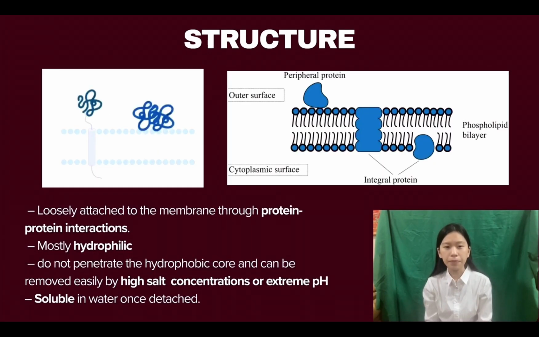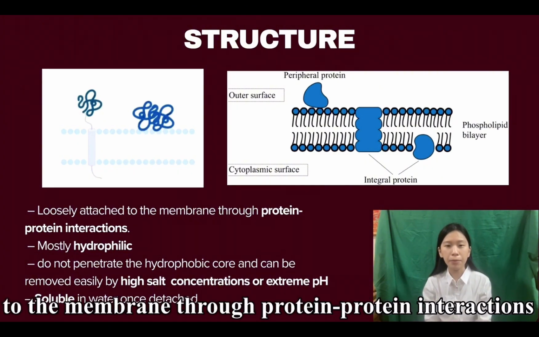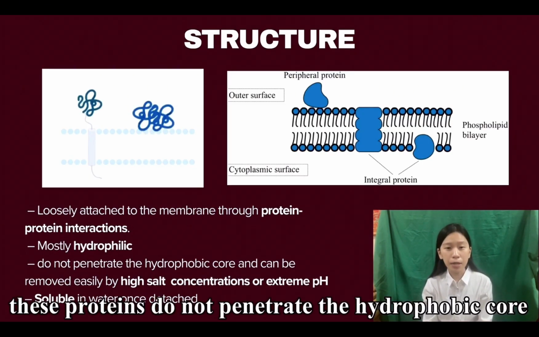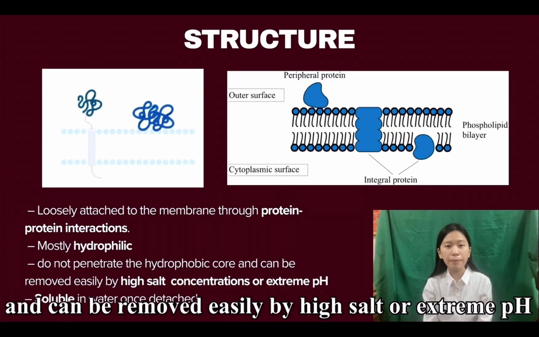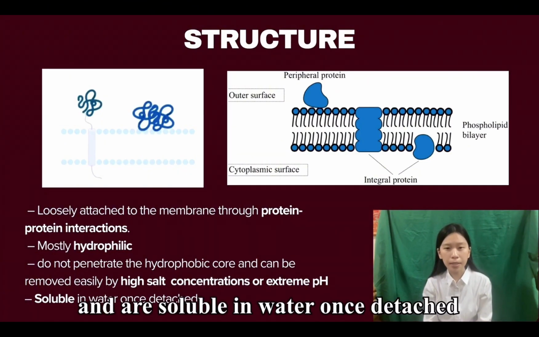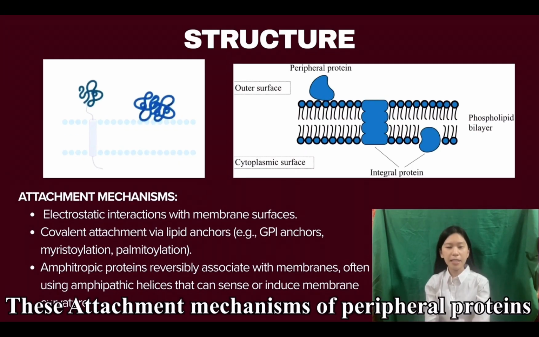Their structure. Peripheral membrane proteins are loosely attached to the membrane through protein-to-protein interactions. Mostly hydrophilic, these proteins do not penetrate the hydrophobic core and can be removed easily by high salt or extreme pH, and they are soluble in water once detached. Their attachment often relies on ionic bonds. These are the attachment mechanisms of peripheral proteins.